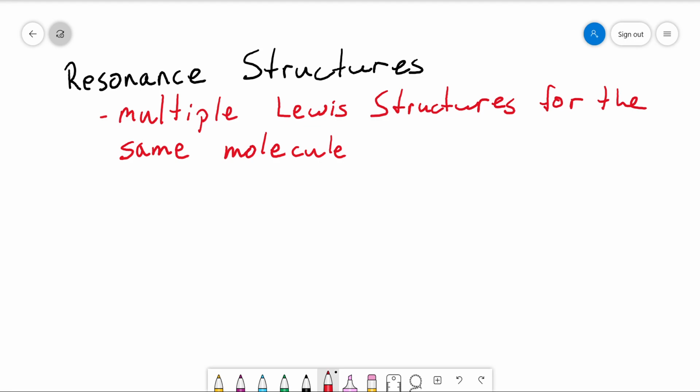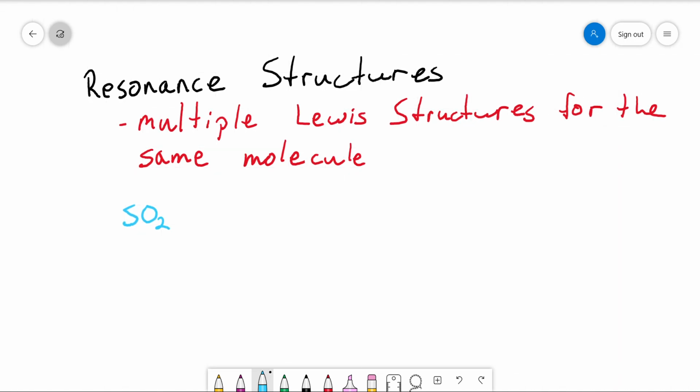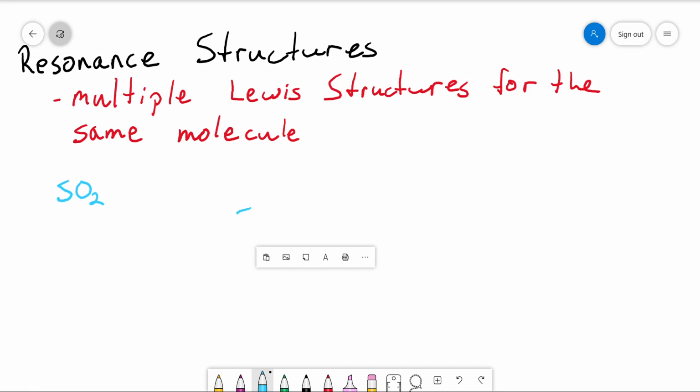All right. So you might remember back to SO2. We did the Lewis structure for SO2, and we got something that looked like this. We had a double bonded oxygen with 2 lone pairs, a single bonded oxygen with 3 lone pairs, and 2 lone pairs on the sulfur.